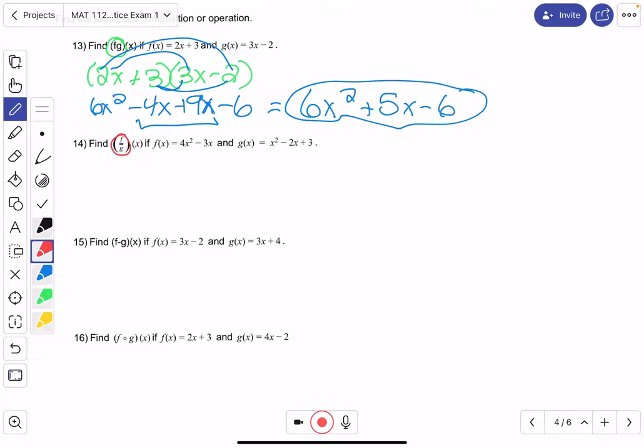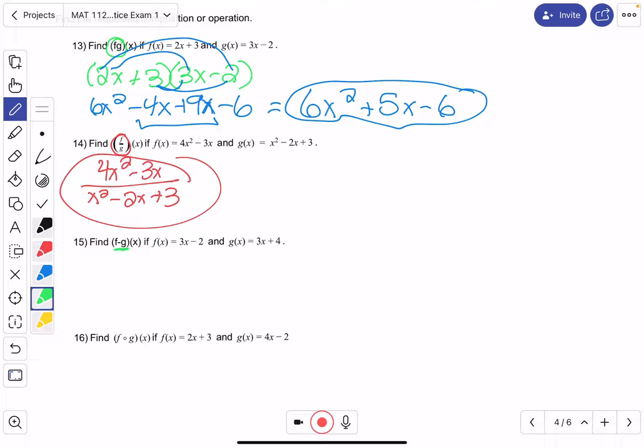That trinomial is going to be our answer. All right, let's do f divided by g. So f of x, 4x squared minus 3x. G of x is x squared minus 2x plus 3. And that doesn't simplify easily, so we can leave it just like that.